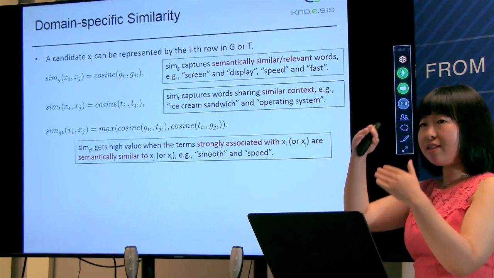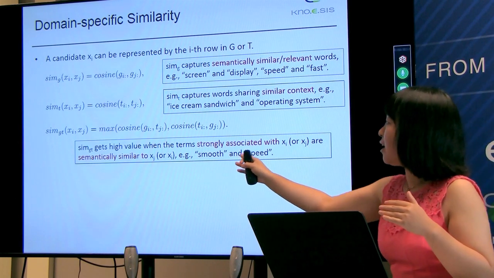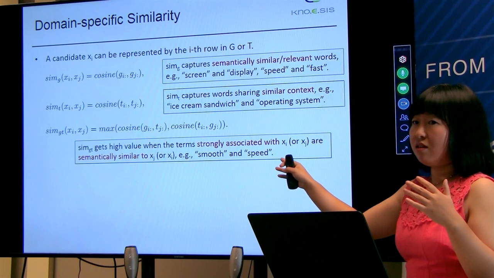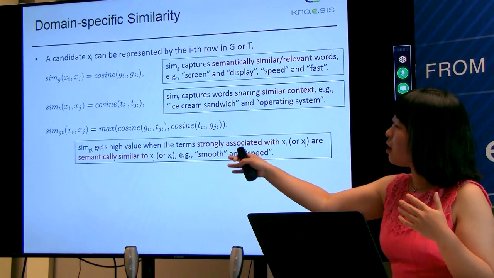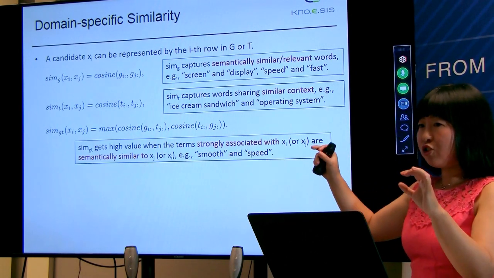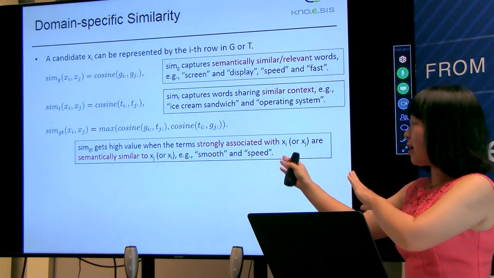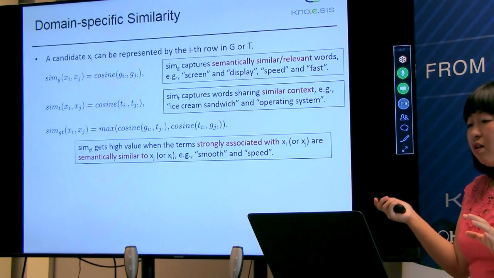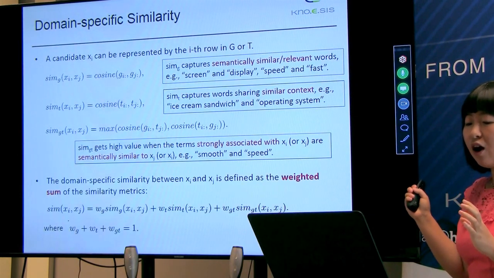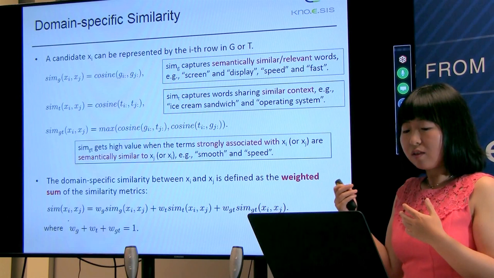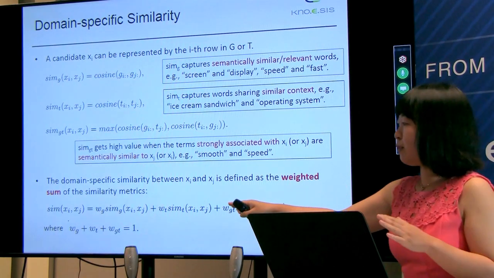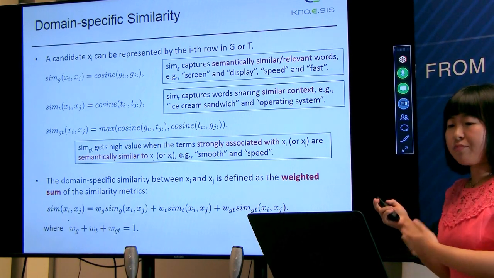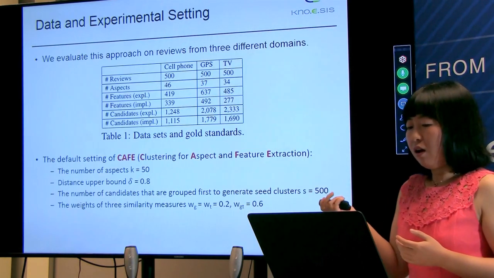So we want to capture this kind of connection, where some words that are strongly associated with smooth are similar to speed. So we represent one candidate as the vector in G and one candidate as the vector in T, and we calculate this GT similarity. Then we use the weighted sum of these similarity metrics, with WG, WT, WGT as the weights of these three similarity measures. We use this to represent domain-specific similarity.